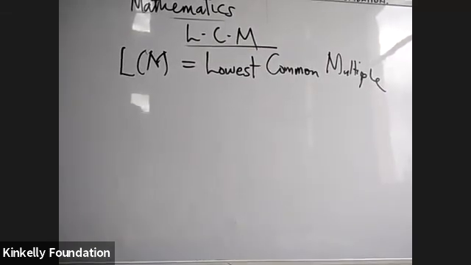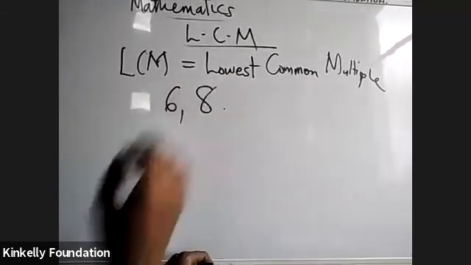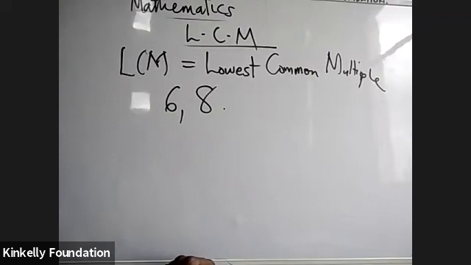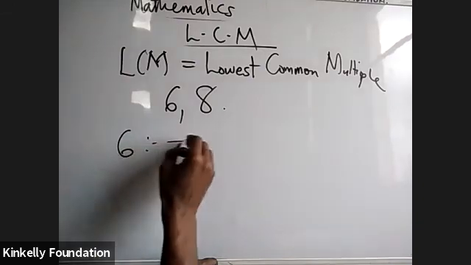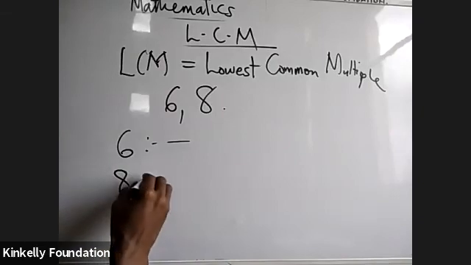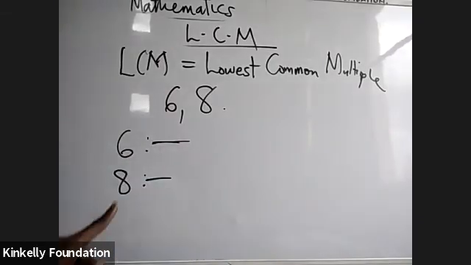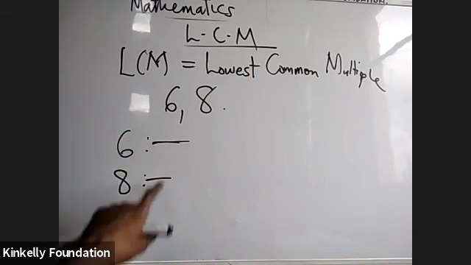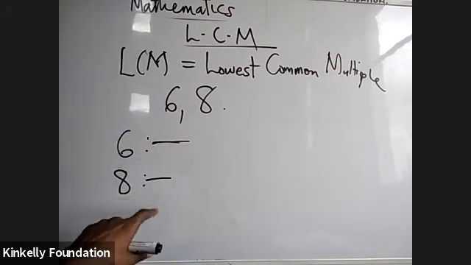Okay, when we have 2 numbers, say we have 6 and 8, and you should find their common multiple, what we are expected to do is to list out the multiples of 6 and list out the multiples of 8. Now, when you list out these multiples, you're going to get numbers that you find in 6 and you also find in 8. Those are what we call common multiples of 6 and 8.